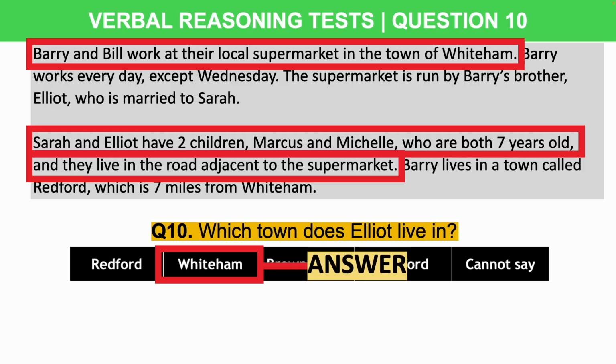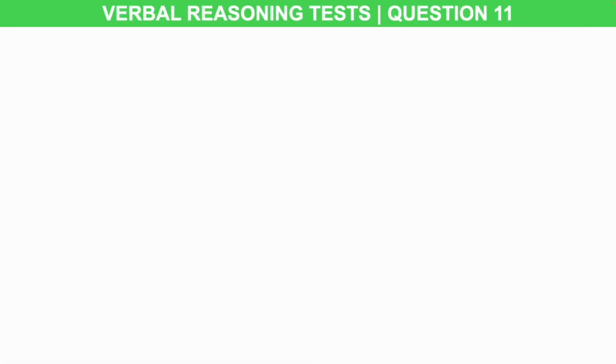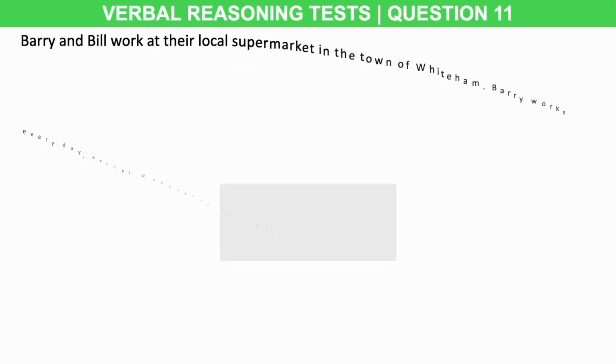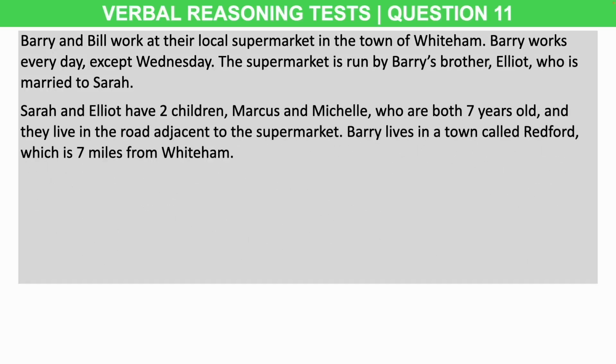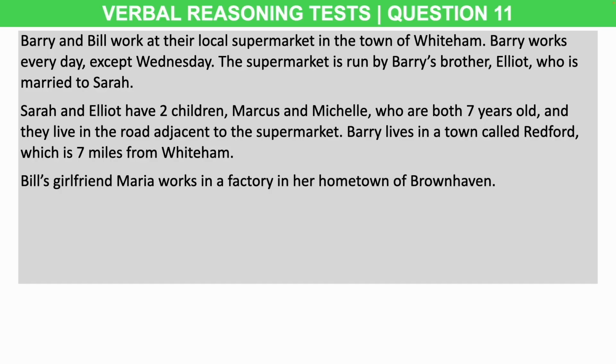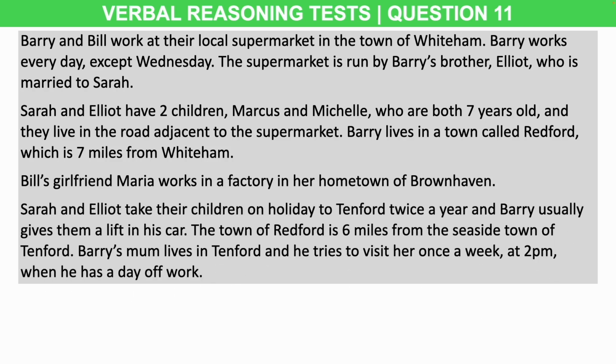Let's take a look at another question based on this passage. So now that you've had a warm up, this time we're going to add even more information to that passage. So we have the same parts as before, but we also are now presented with this information. Bill's girlfriend, Maria, works in a factory in her hometown of Brownhaven. Sarah and Elliot take their children on holiday to Tenford twice a year, and Barry usually gives them a lift in his car. The town of Redford is 6 miles from the seaside town of Tenford. Barry's mum lives in Tenford and he tries to visit her once a week at 2 p.m. when he has a day off work.